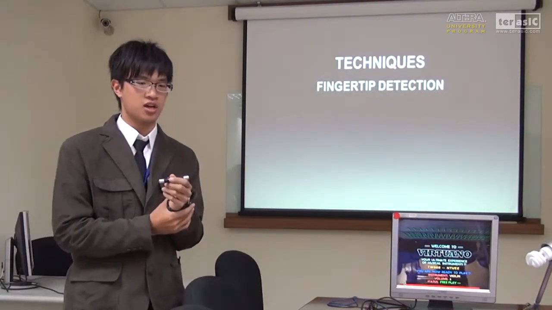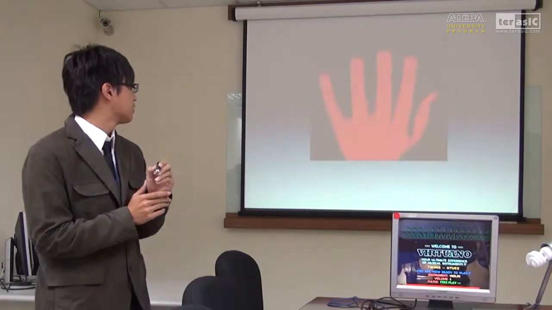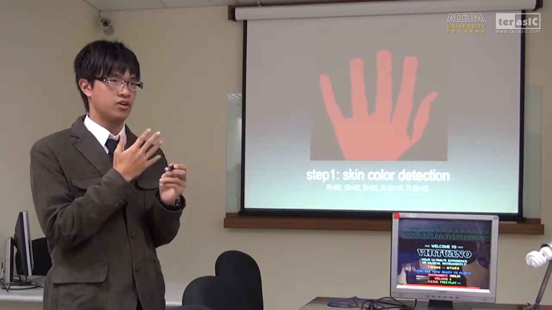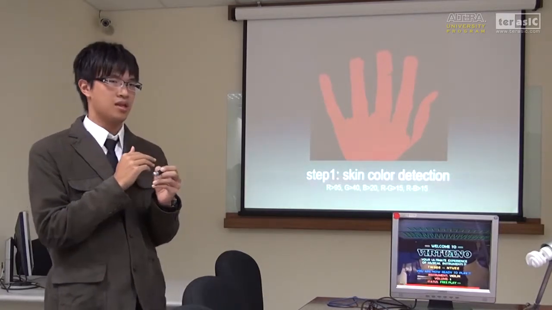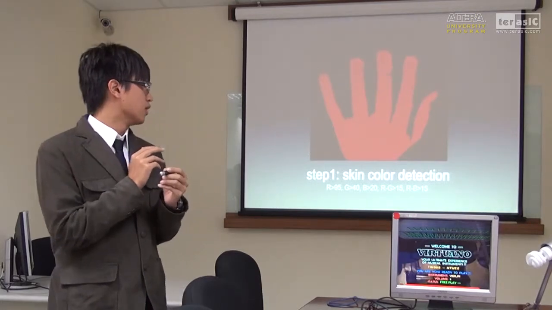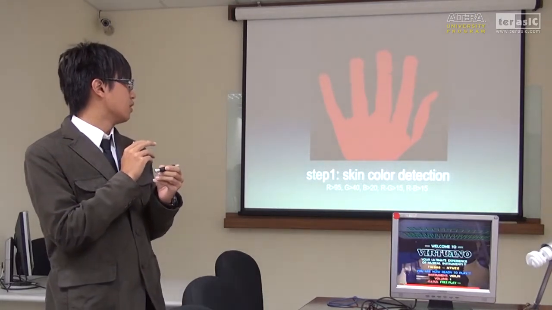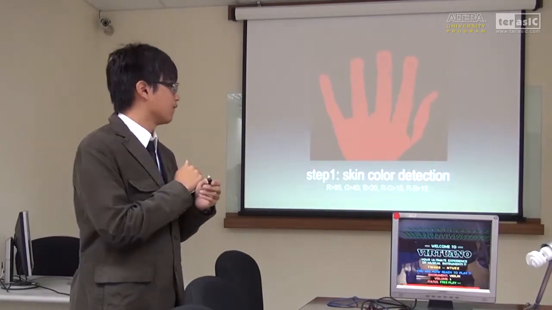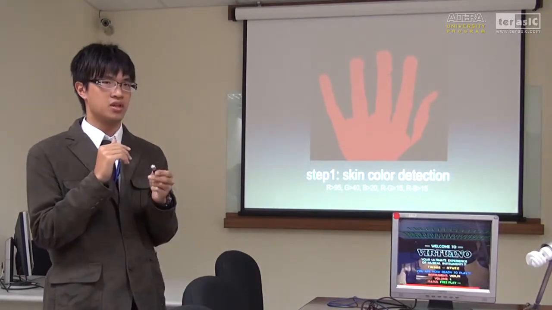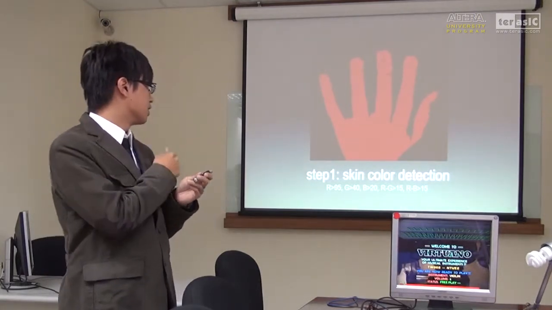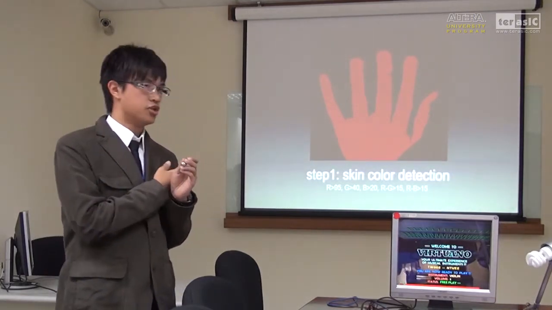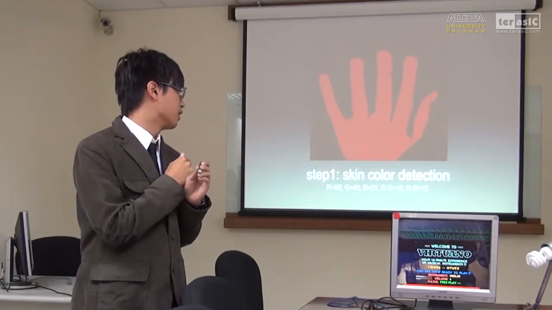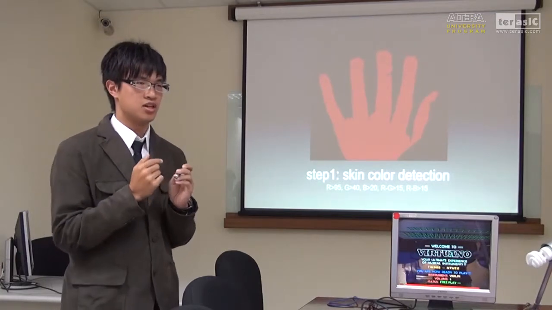Next we are going to talk about fingertip detection. The first step is to make sure that we separate the hand from the whole environment. After we did some paper survey, we took some range in the RGB color space. The skin color definition we take is R greater than 95, G greater than 40, B greater than 20, and R minus G greater than 15, R minus B greater than 15. This is our skin color detection.